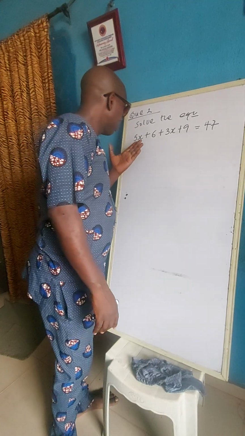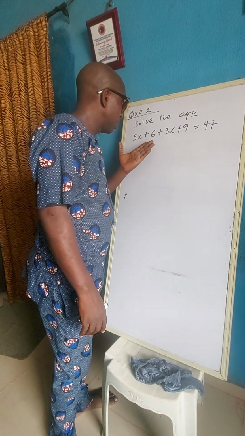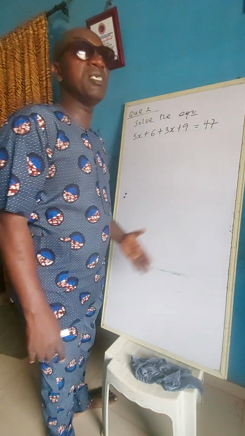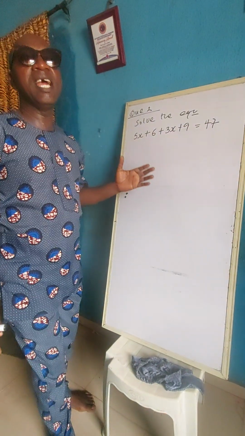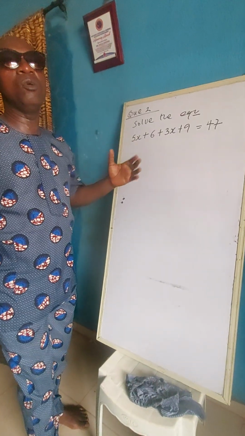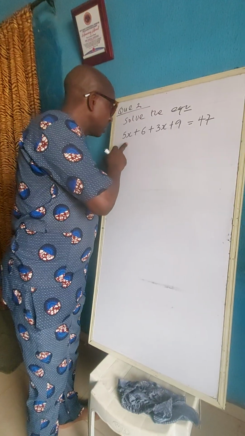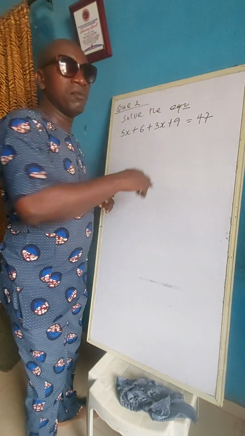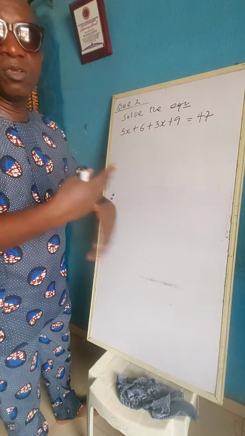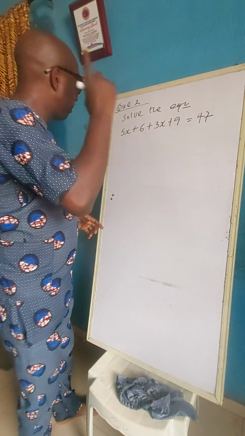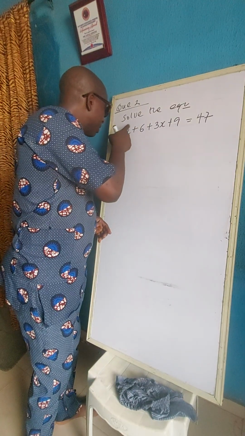5x plus 6 plus 3x plus 9 equal to 47. This is a linear equation. How do I know? It has only one letter, letter x. Repeating it does not mean it is a different letter; it is still the same letter repeating. And the power of that letter is 1.